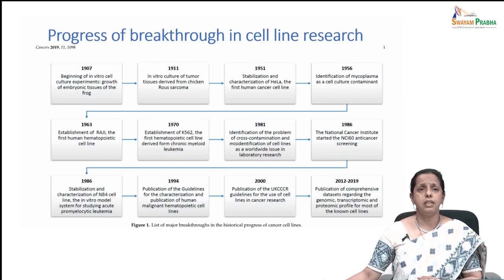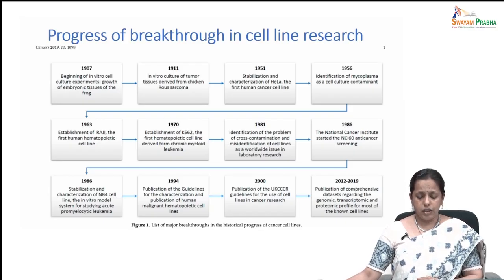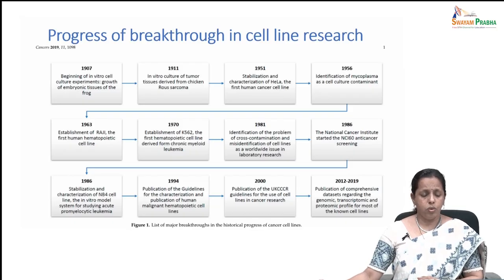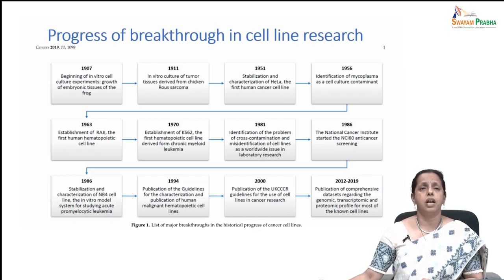So we can clearly see here, from 1907 till 2019, how cell line research has achieved breakthroughs. Here, in vitro cell culture experiments started with the first growth of embryonic tissues of the frog. It was established in the beginning of the 20th century, when the first work describing the culture of living tissues was reported by Harrison at the anatomical department of Johns Hopkins University.